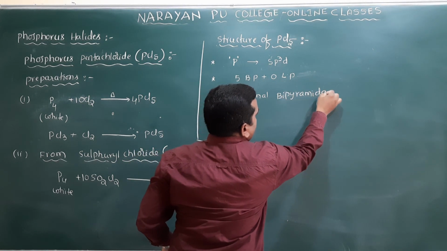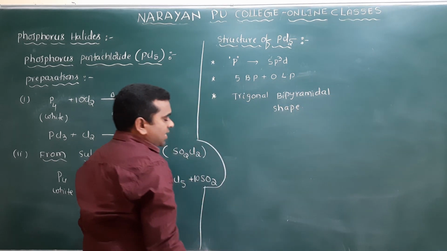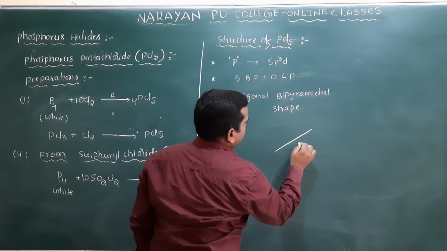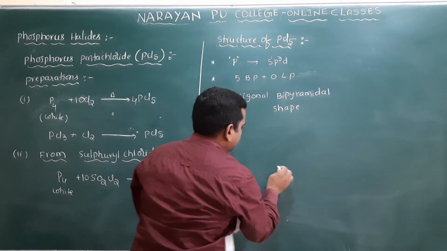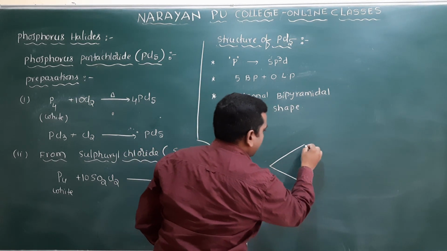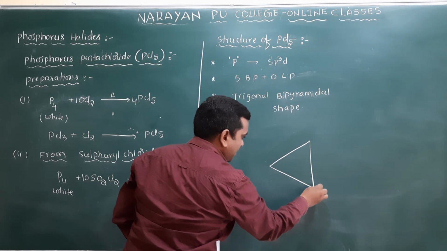Trigonal bipyramidal shape. This is the shape of the molecule. What is the trigonal bipyramidal? So draw the structure here. First of all, you write a triangle. Trigonal means triangle. This is a triangle.